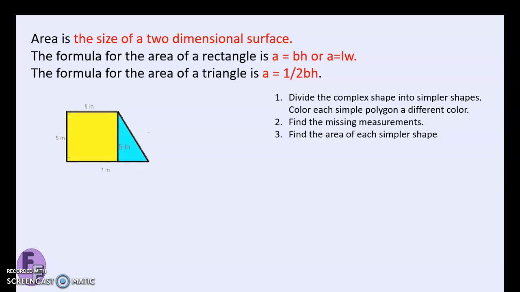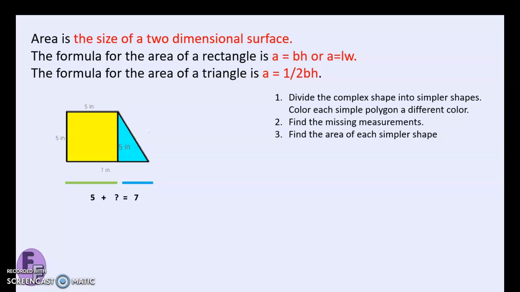So for this one, you can see we have a square and a triangle. The square has dimensions of 5 by 5. That one we can figure out. And we also know for a square that all the sides are the same. So we need to figure out, though, the bottom of the triangle. So if we put the 5 on the bottom of the square, and then we can see the whole length of that bottom is 7.